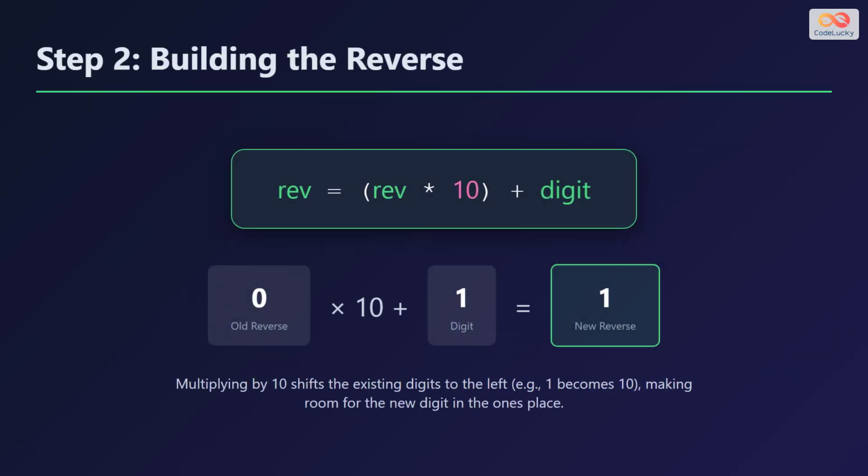Step 2 is building the reverse. We take our current reversed variable, multiply it by 10, and add the digit we just extracted. Multiplying by 10 shifts the existing digits to the left, making room in the ones place for the new digit. This is how we mathematically reconstruct the number in reverse order.